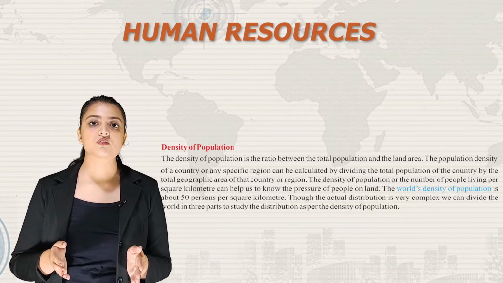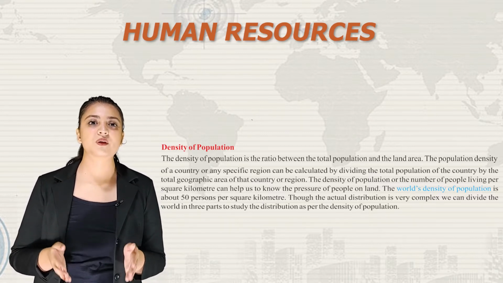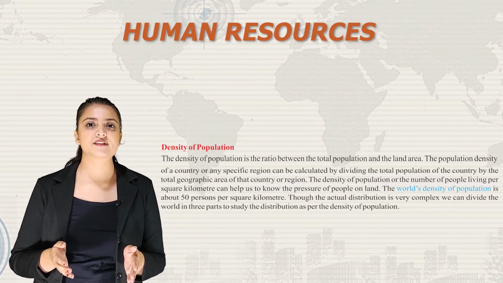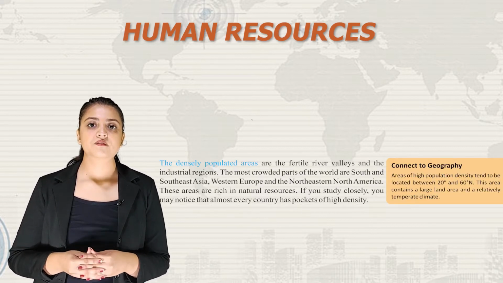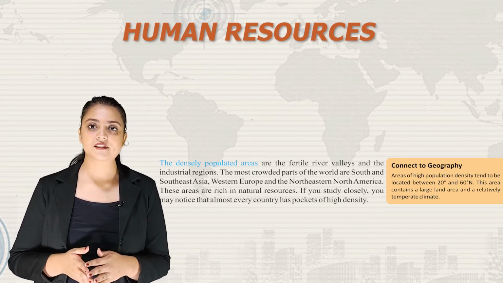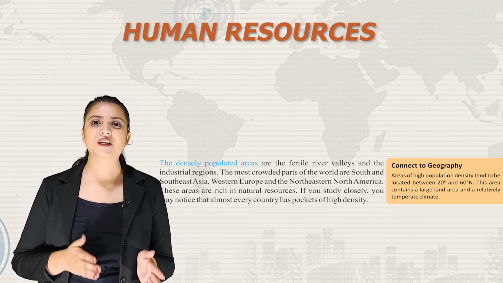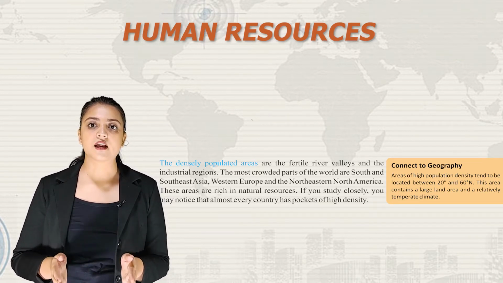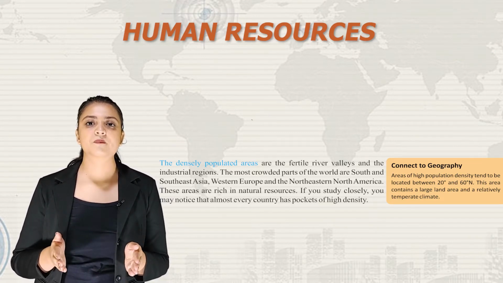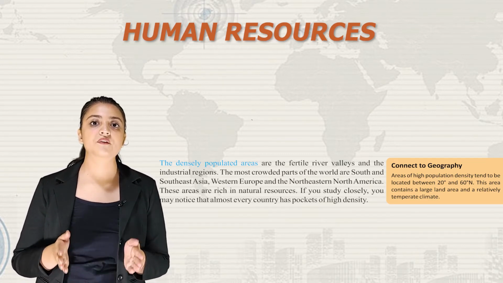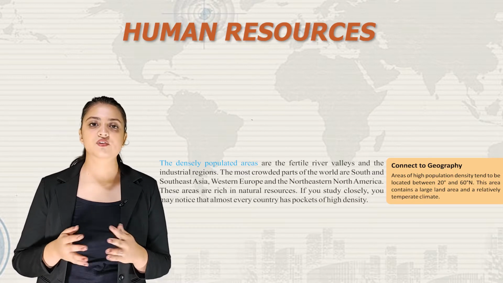Though the actual distribution is very complex, we can divide the world in 3 parts to study the distribution as per the density of population. First, let's connect to geography. Areas of high population density tend to be located between 20° and 60° north. This area contains a large land area and a relatively temperate climate. The densely populated areas are the fertile river valleys and the industrial regions.